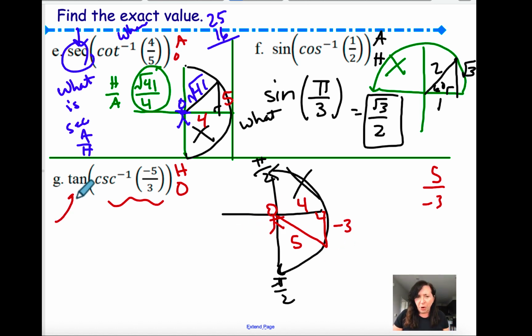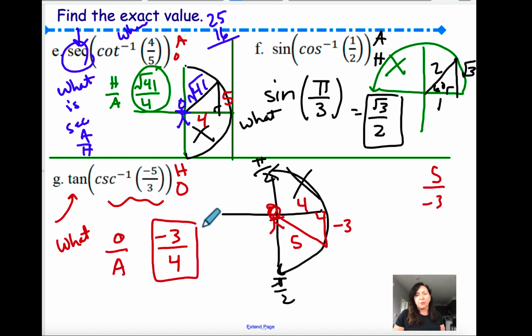Now, this part of the question is saying, what is tangent of where I am? Now, tangent of where I am is opposite over adjacent. So my opposite side from where I am is negative 3 over adjacent, which is 4. And so that would be my answer for that problem.